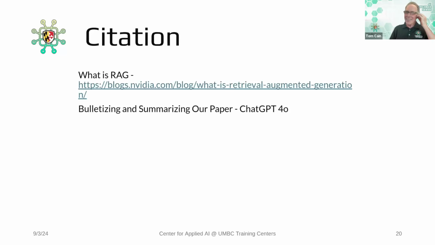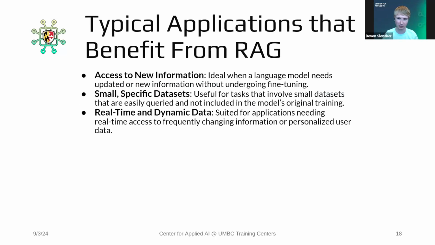And this PowerPoint was made by throwing our paper that will be released after this talk into ChatGPT 4.0 and asking it to bulletize everything. So all these bullet points you see were all done by ChatGPT by summarizing our paper. And that's not cheating, right? When you work in the AI lab, Devin.